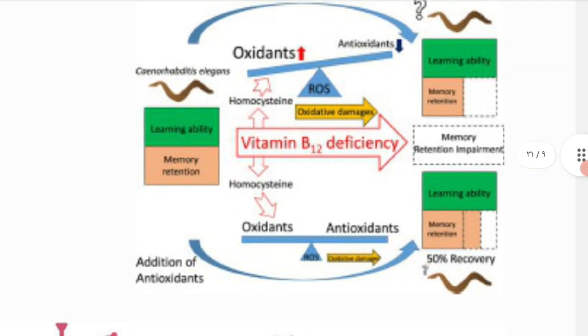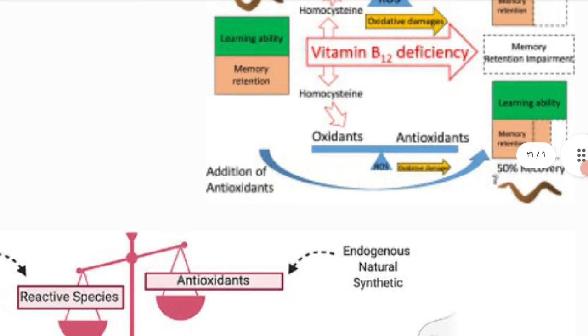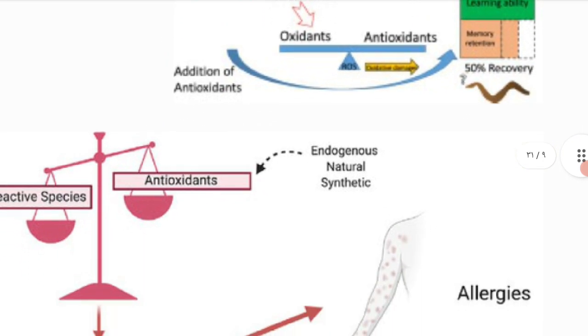There is another example of oxidative stress: vitamin B12 deficiency. If antioxidants increase, this will lead to increased homocysteine, and this will lead to a balance between them. But if there is a deficiency, this vitamin will affect memory and retention imbalance. And the recovery is 50%.